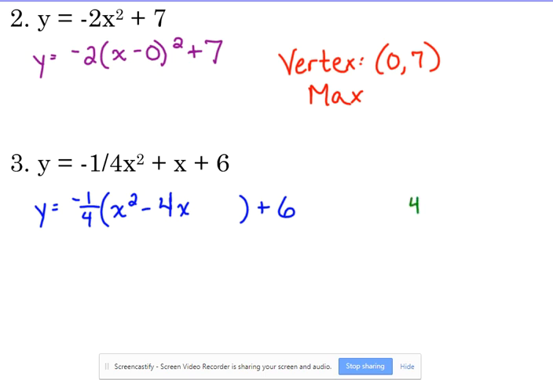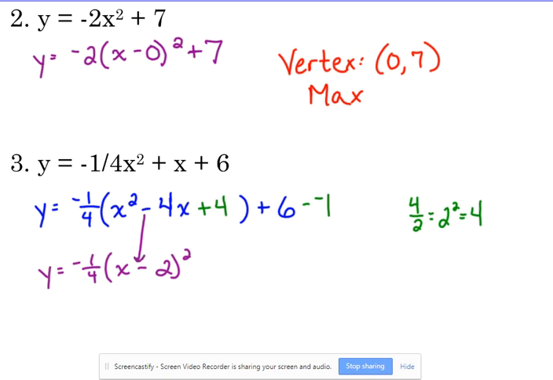Okay, complete the square. 4 divided by 2 is 2. 2 squared is 4. So we add 4 inside of our parentheses. We multiply it by the GCF. 4 times -1/4 is -1. And so we subtract -1 from the end. So we've got -1/4 times (x minus 2) squared, and 6 minus a -1, subtracting a negative is the same as adding a positive. So our vertex here is +2, positive 7. Maximum or minimum? Maximum. A is negative, so it's a maximum.